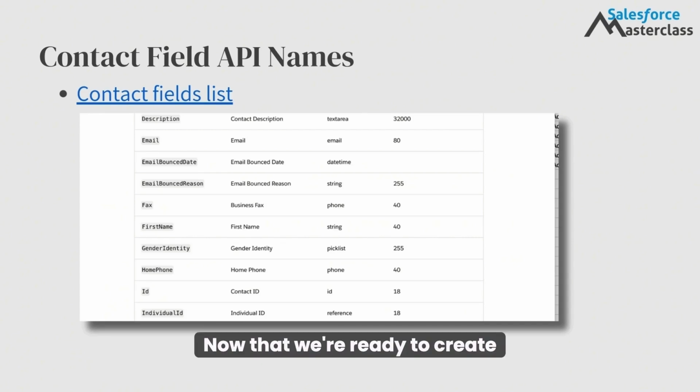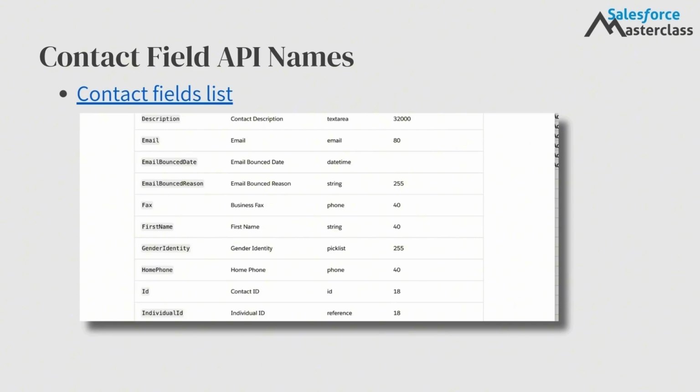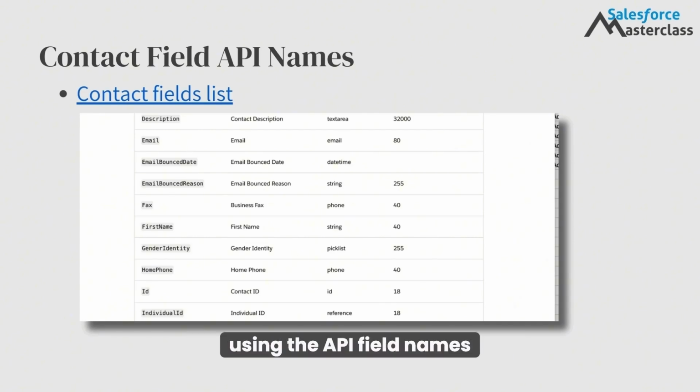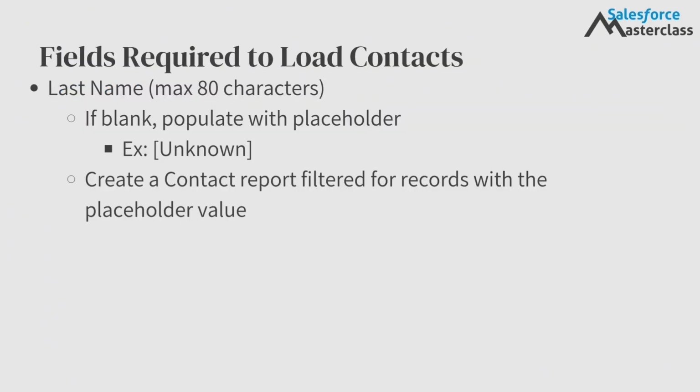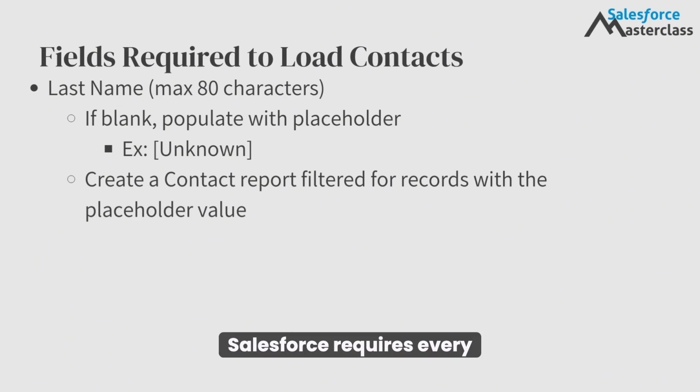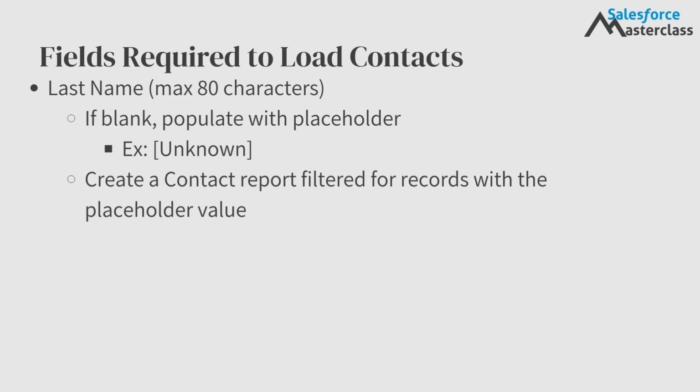Now that we're ready to create our contact map, we want to make sure that we're using the API field names in our mapping. As always, I have included these in the contact workbook attached to the lesson. Regarding data prep, Salesforce requires every contact to have a last name. Check your file to ensure every contact record has a value in the last name field, and where there are blank values, replace them with a placeholder value such as unknown.